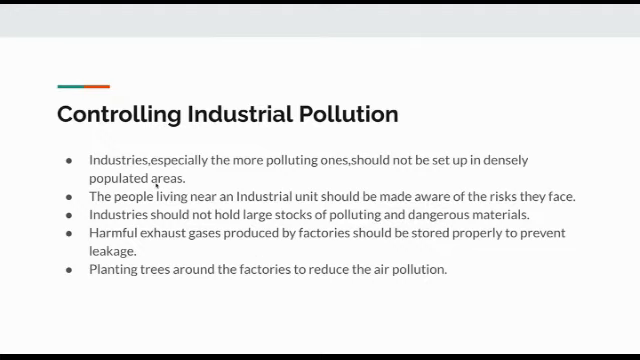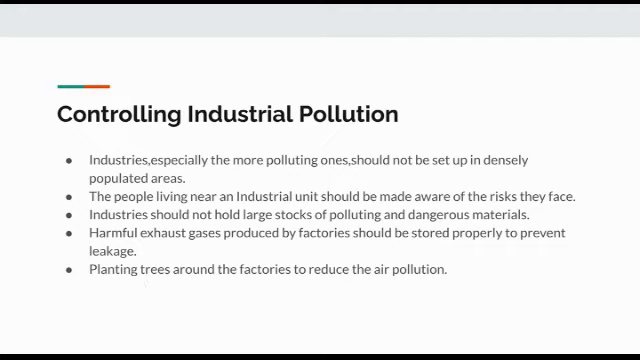Okay, so say with me, which are the measures taken to control industrial pollution. Industries, especially the more polluting ones, should not be set up in densely populated areas. Second, the people living near an industrial unit should be made aware of the risk they face. Third, industries should not hold large stocks of polluting and dangerous materials. Next, harmful exhaust gases produced by factories should be stored properly to prevent leakage. And the last one, planting trees around the factories to reduce air pollution. These are the factors to control industrial pollution.